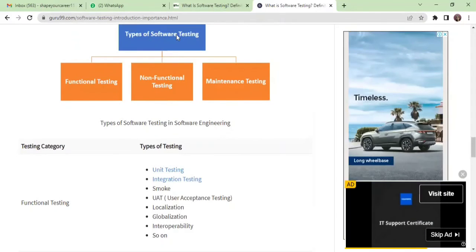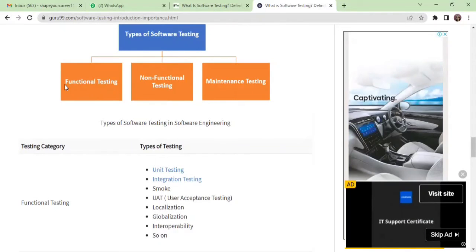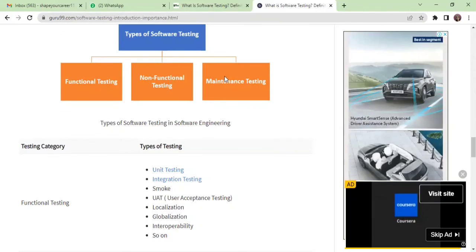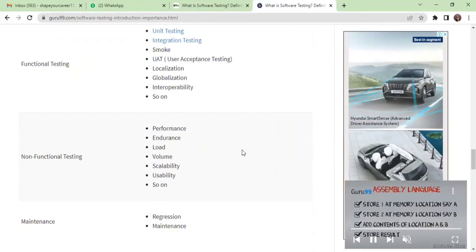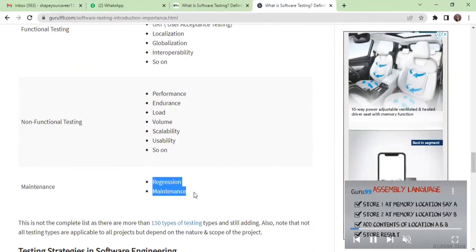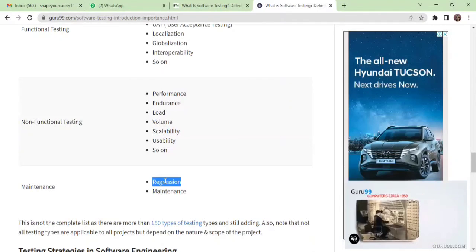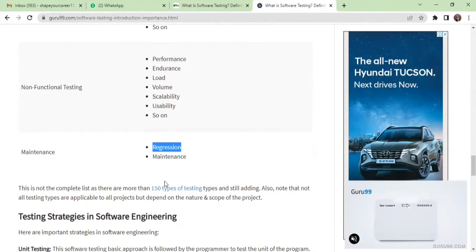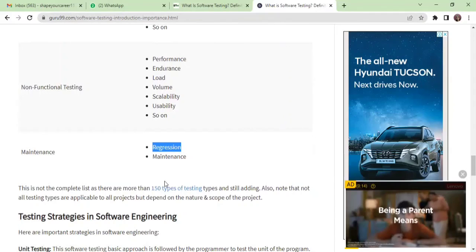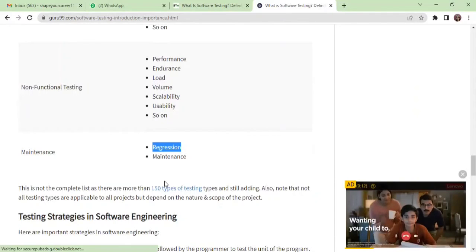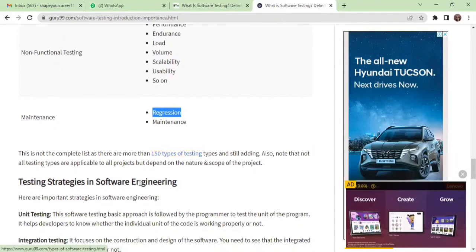Okay, so the types of software testing are functional testing, non-functional testing, and maintenance testing. What is maintenance testing? It is regression testing and maintenance testing. This is also a very, very important term which will be used throughout your career, not only in interviews, because we do regression testing all the time.